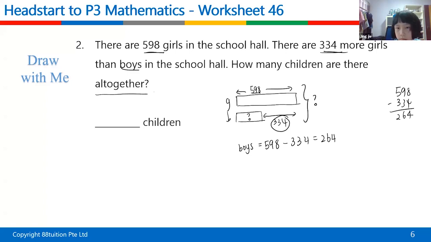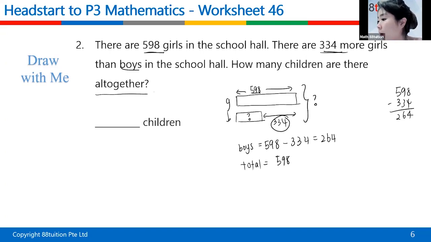I need to find all together. So what should I do? You have to plus. Plus which ones? 598 and 334? No. What should you use? 598 plus 264. Good. So 264 is the number of boys, not 334, right? So 598 is the number of girls plus the number of boys.